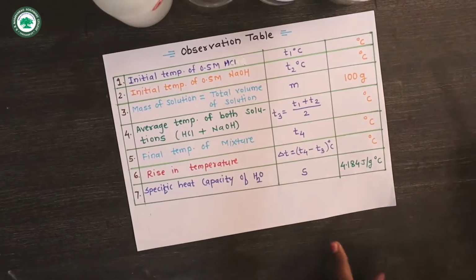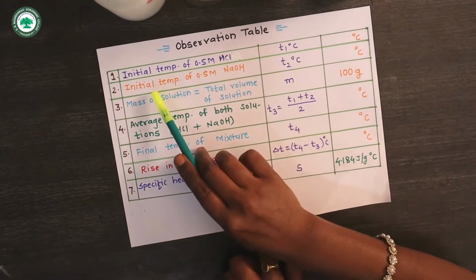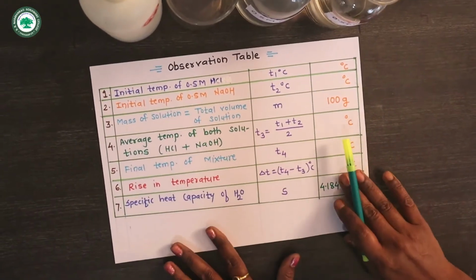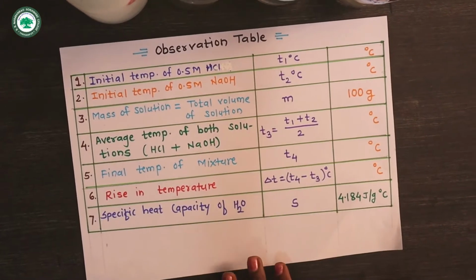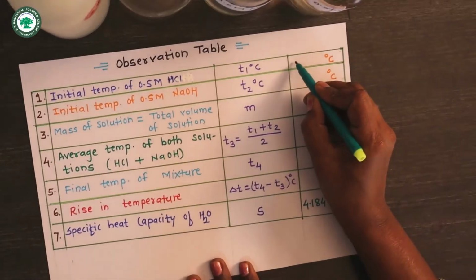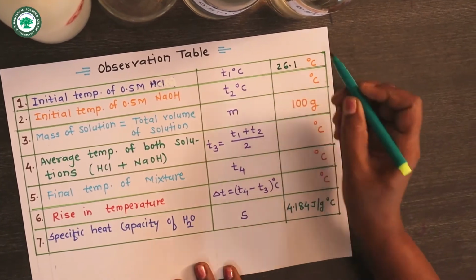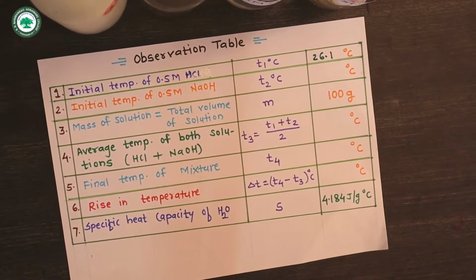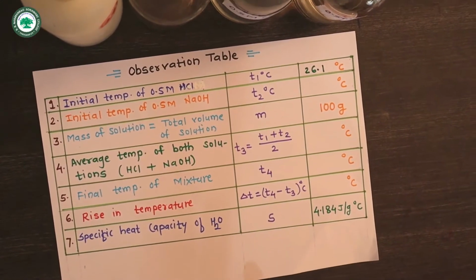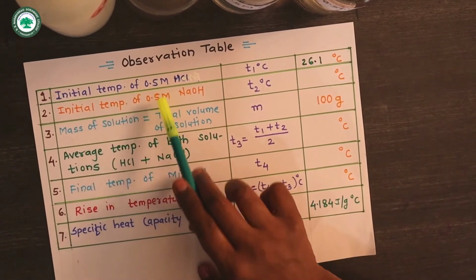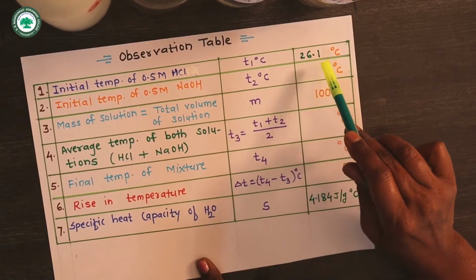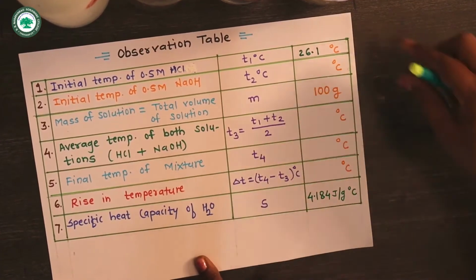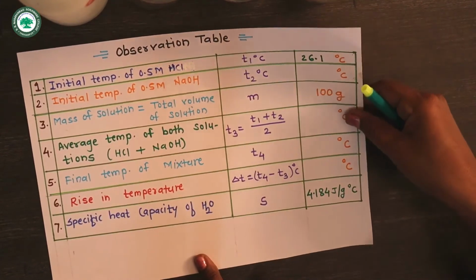Now let us see here the observation table. The initial temperature of 0.5 molar HCl solution, say T1 degree Celsius, is found to be 26.1 degree Celsius. Here, the initial temperature of 0.5 molar HCl, T1 degree Celsius, is equal to 26.1 degree Celsius. Now we will perform the second point from the procedure.